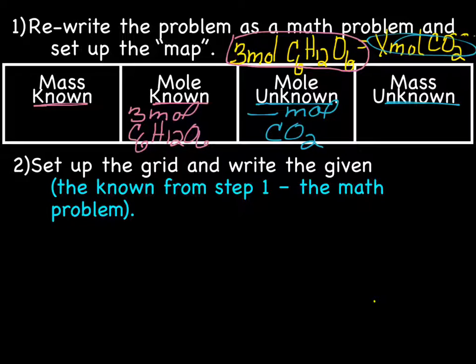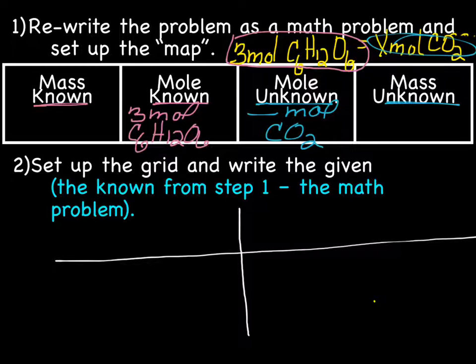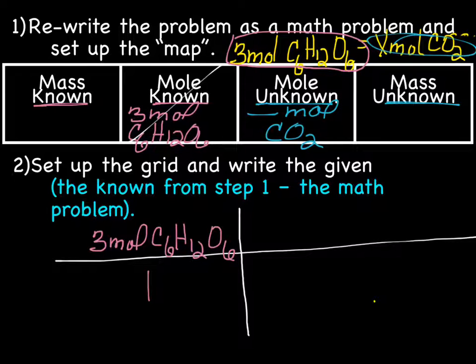All right, so the next step is to set up our grid and then write the given, or the known, from step 1 in the math problem. I like to line up my grid with my map. I find it helps me not to get lost so easily. And we write our known, which I'm going to just basically drop right down from there. 3 mole C6H12O6 over 1. And I like to cross out what I've done on the map to keep me from getting lost, so I've completed this box here.